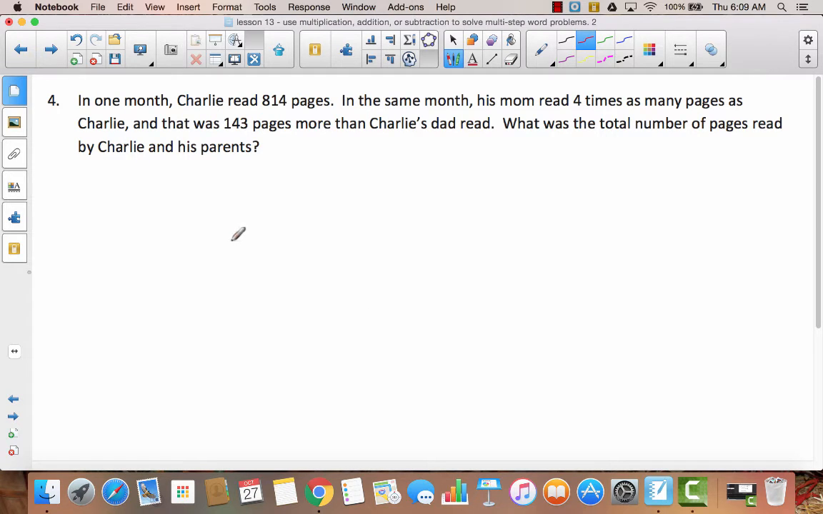In 1 month, Charlie read 814 pages. In the same month, his mom read 4 times as many pages as Charlie. And that was 143 pages more than Charlie's dad. What was the total number of pages read by Charlie and his parents?